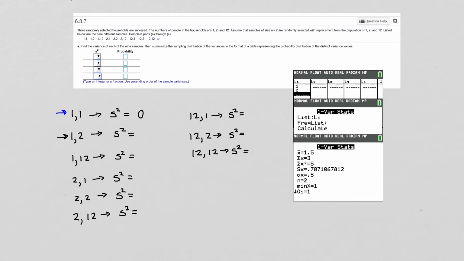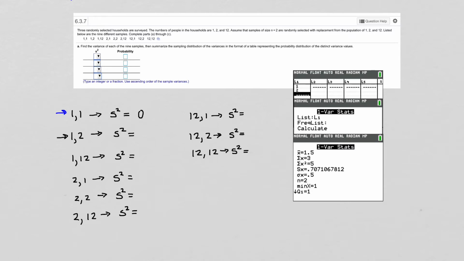So here I've done the same thing. Now I have the numbers 1 and 2. List is L1, frequency list is blank, calculate, and now we've got one variable stats, and my standard deviation is 0.707106, and so on. But I don't want the standard deviation, I want the variance. I need S squared. So to calculate that, you can either write this number down and then just square it in your calculator, and that's easy enough.